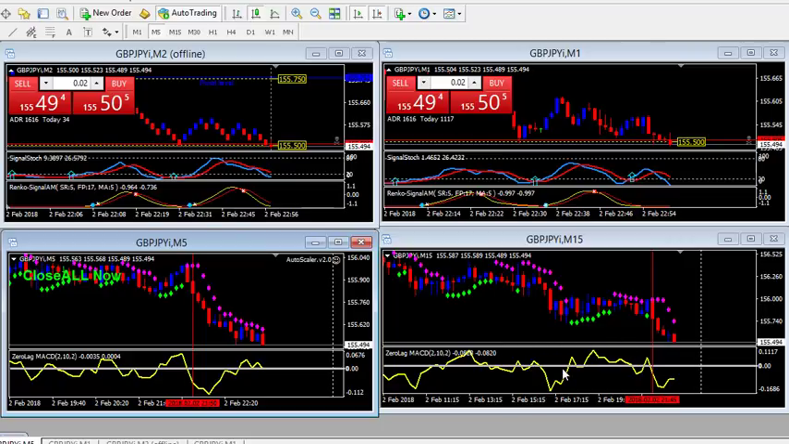So we use the 15-minute chart with the zero lag MACD to determine trend. If the line is above the zero line, which is the white line running through the indicator window, you're looking for buy trades. Trend is up. If it's below the line, then you're looking for sell trades, and the trend is currently down.